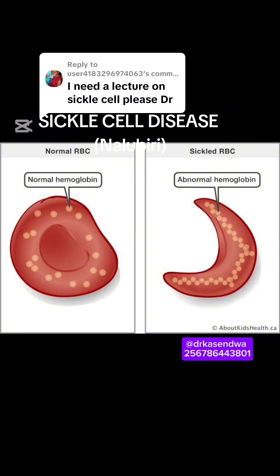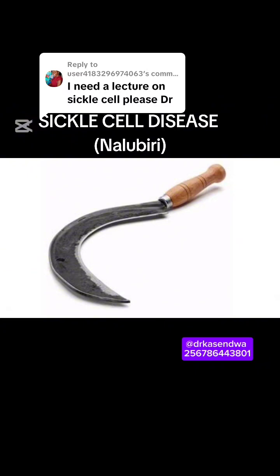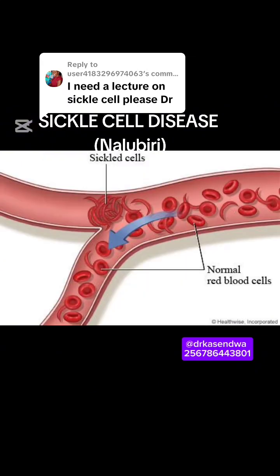If this shape changes from the biconcave, donut-like shape to a sickle shape, that's when we shall say that our cell is sickled. So you'll have sickle cells or sickle cell disease. Also remember, this process of sickling can be reversible or irreversible depending on the surroundings or the environment in which the cell is, and also the duration of those conditions.